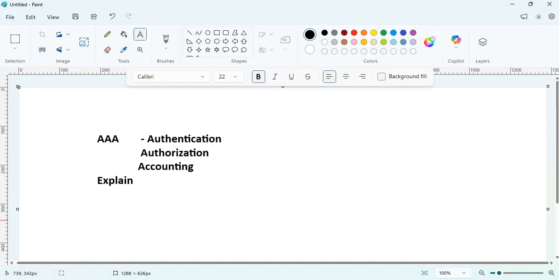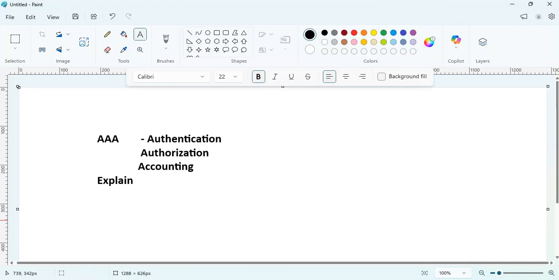So I'm just talking about authentication. It's clear about what authentication does. Authentication is the process to verify the identity of the user, device, or application that attempts to connect to my networks. Okay, it's clear about authentication.